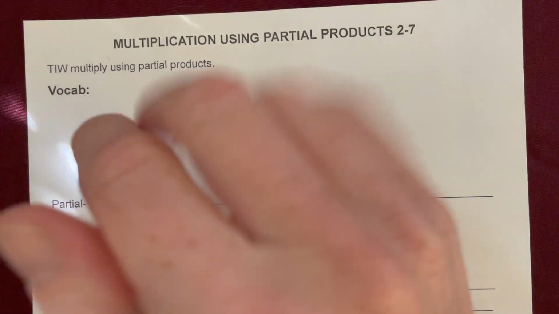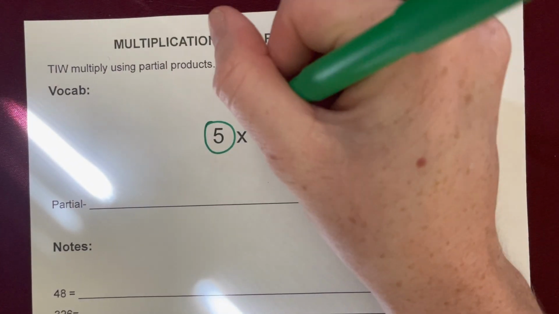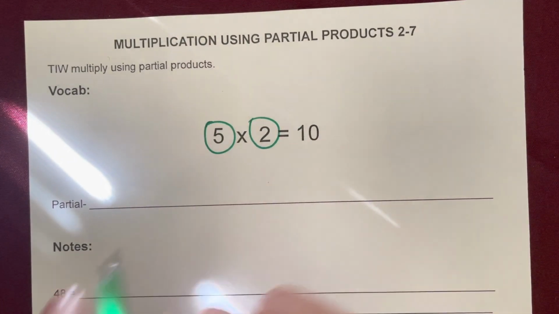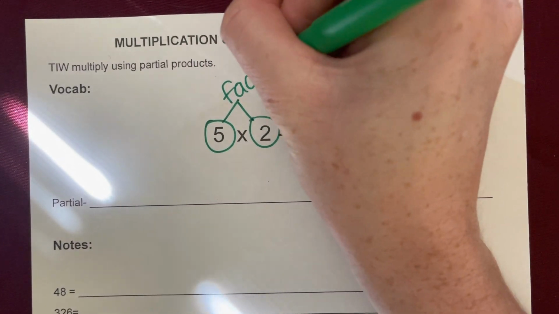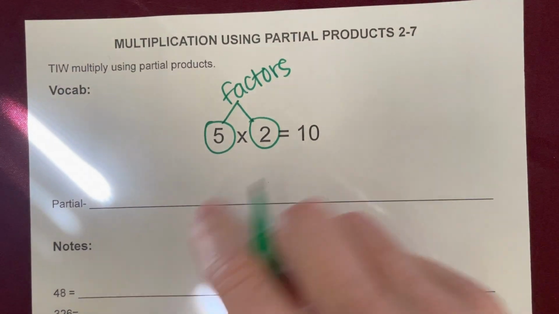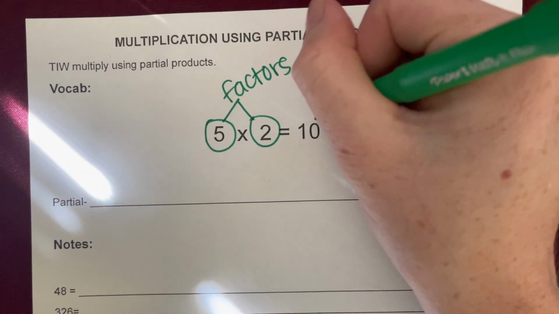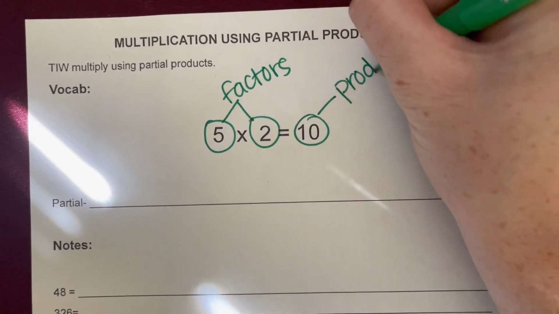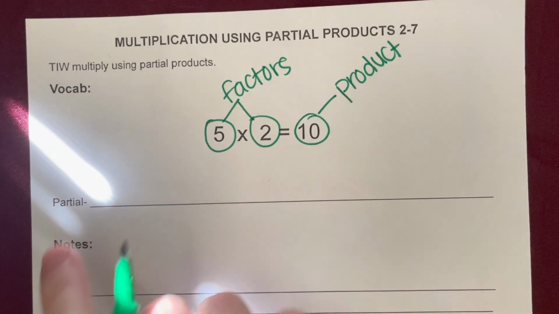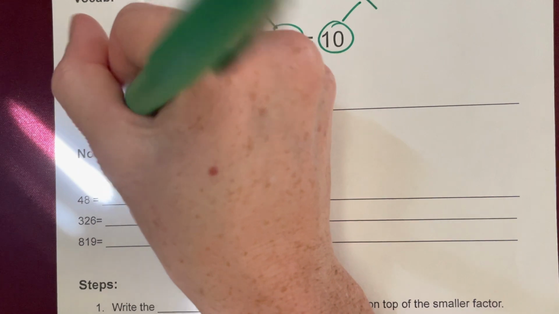Our vocabulary is the same as yesterday. The 5 and the 2, whatever two numbers you are multiplying together, those are known as factors. And then your answer, in this case 10, that is known as a product. Partial means part of.